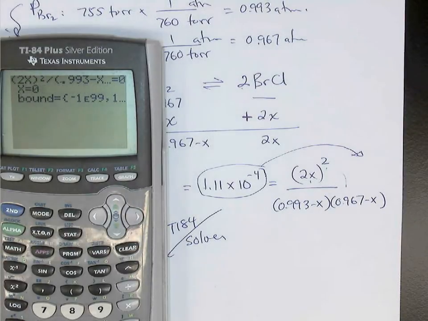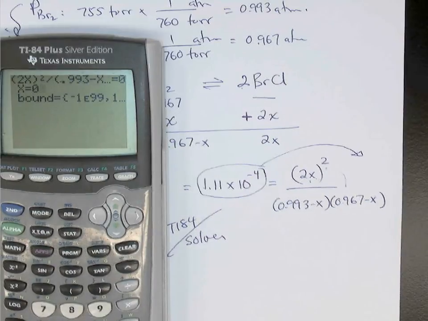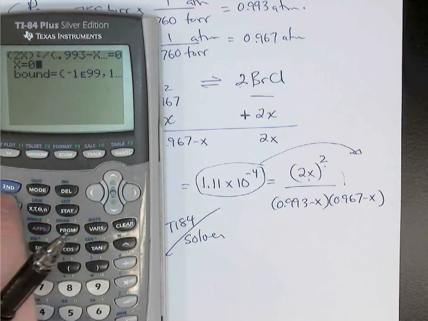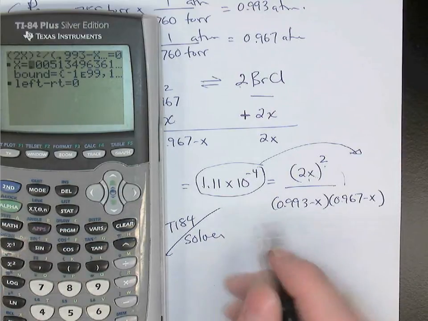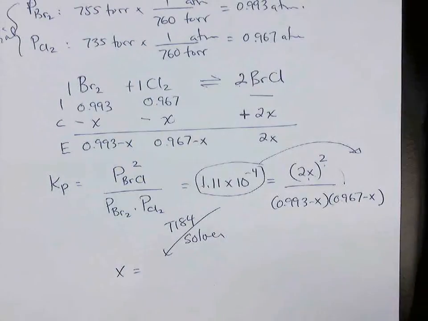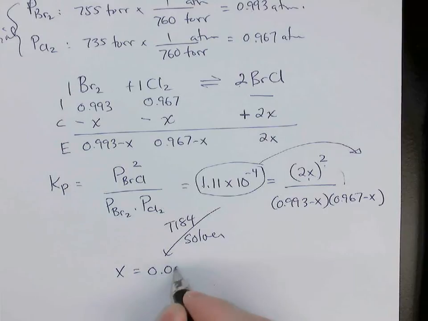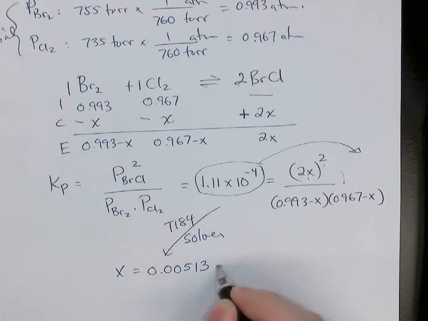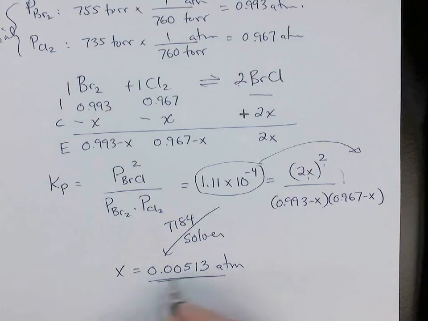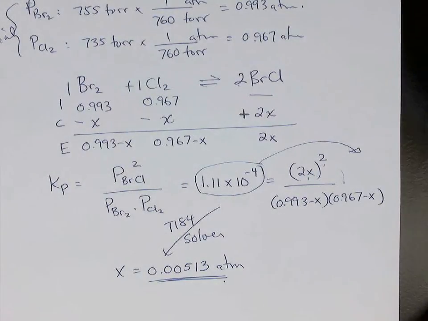Our answers are going to be small positive numbers. And now we want to press the alpha button, and right above the enter it says solve, so alpha solve, and our answer here is 0.0051. So from the graphing calculator, x is 0.00513, I guess. Atmospheres, because that's what our ice table was filled in with, pressures in atmospheres.